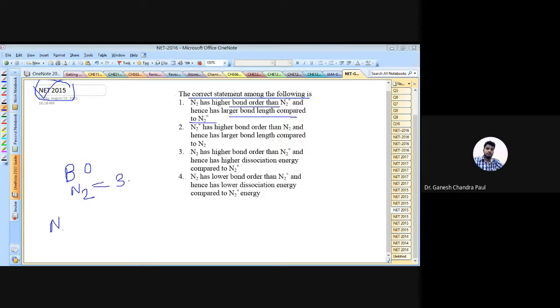So what is the bond order of N2 plus ion? I think it is 2.5, right? Yes, sir, it is 2.5. So therefore, if you look at option 3, that nitrogen has higher bond order than N2 plus, yes, it is matching, and hence higher dissociation energy compared to N2 plus. Bond order is directly proportional to the bond dissociation energy, or you can say bond energy. So option 3 is the correct answer. Simple way you can easily solve this kind of problem.